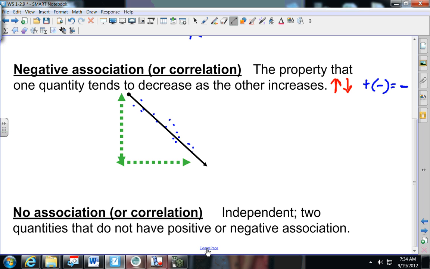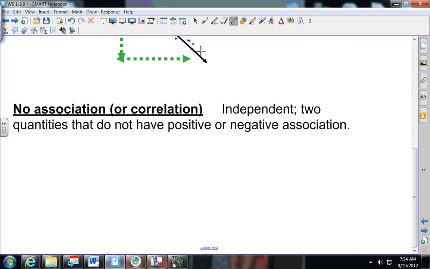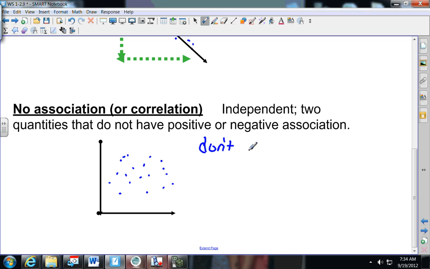No. Your hair color and the grade you're going to get on your test. Does that have anything to do with each other? No, that's no association or correlation. We can still take data on it. Your birth month and how many sisters you have. They don't go together. So when we see this graph, no association or correlation could look like where it's kind of all over the place. Well, I shouldn't say they don't go together, but they don't have any kind of trend that works out together.